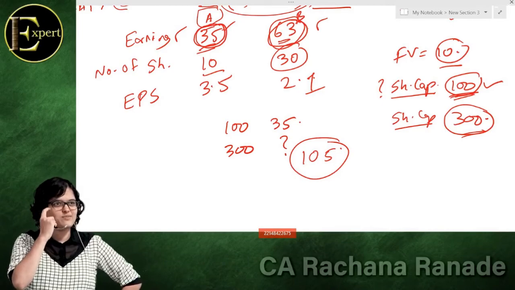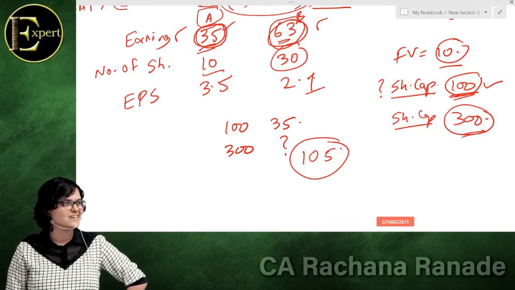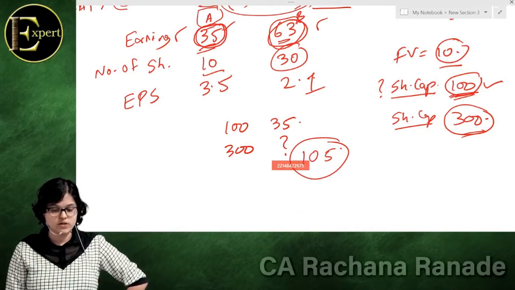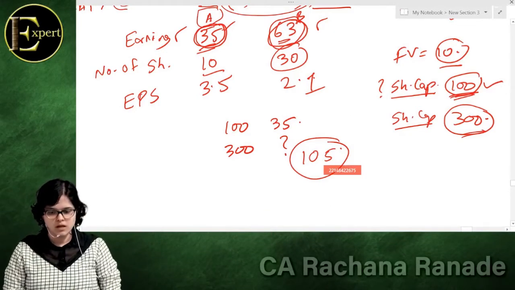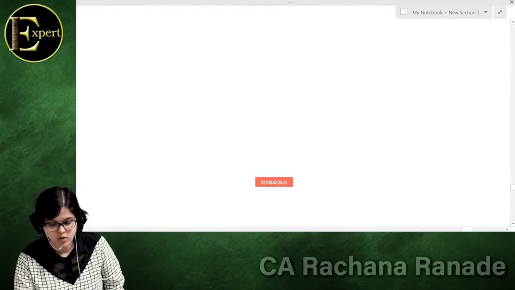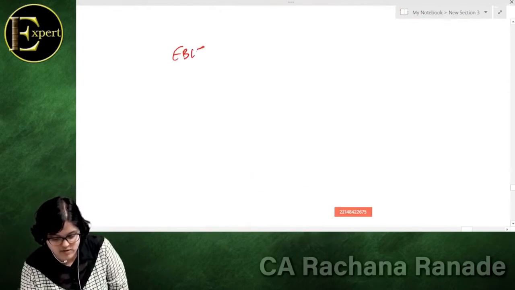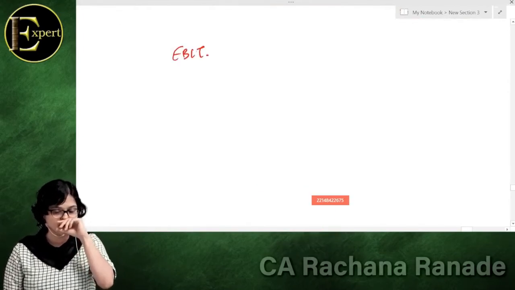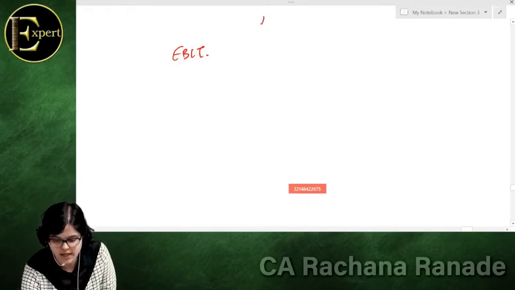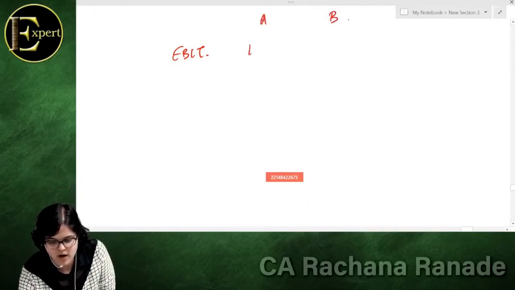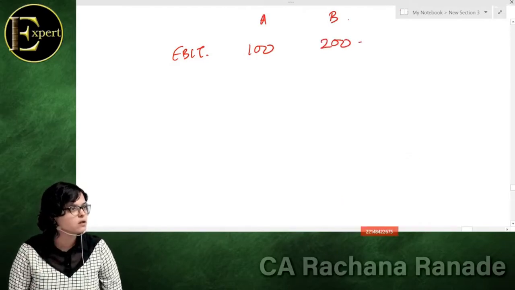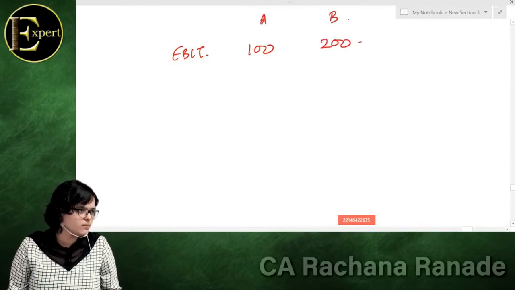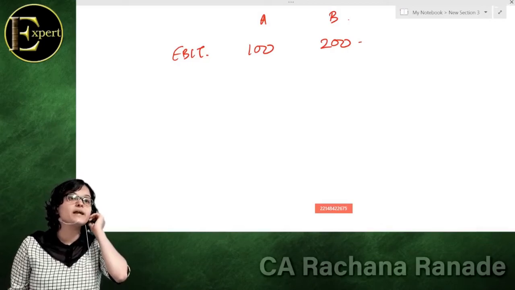Now analysis is becoming real analysis. That's why I always tell, don't look at only one parameter and decide. What is one parameter to decide? EBIT. Who has more operating profit? Understand this. A's operating profit is 100, B's operating profit is 200. Clearly, who is the winner? B is the clear winner because they are earning more operating profit.